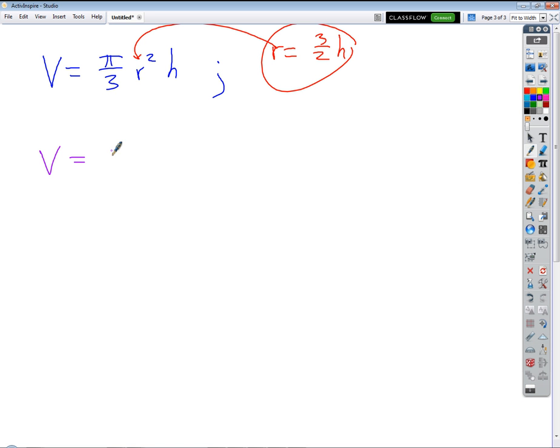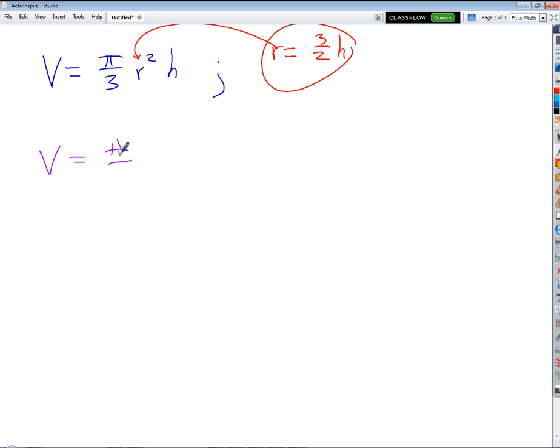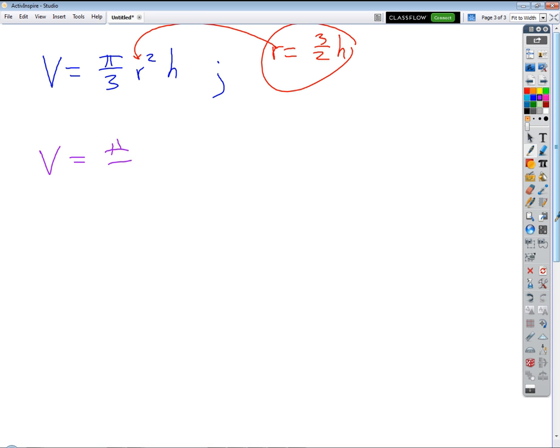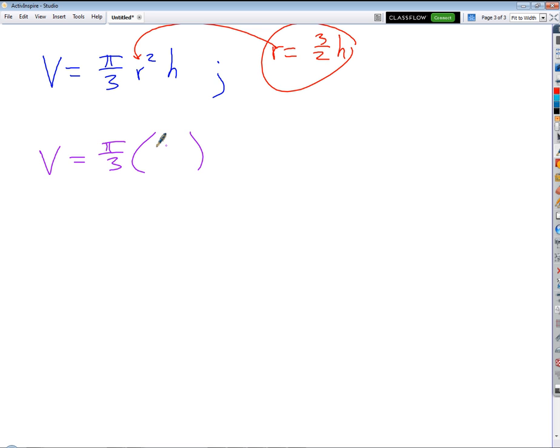What are we going to get? V equals pi over 3 times the quantity 3H over 2, squared, times H. Why? Because I'm squaring my 3/2 H.